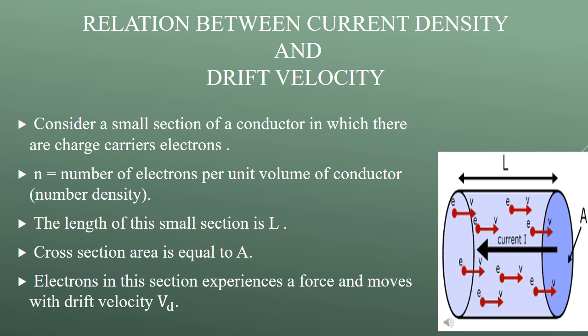Here is a situation. This is a conductor. In this conductor there are charge carriers, which are electrons. For the measurement of these electrons we introduce a term, and that term will always remain with you, which is small n, the number of electrons per unit volume of the conductor. This is also known as number density. The first target is how much charge is passing in how much time.